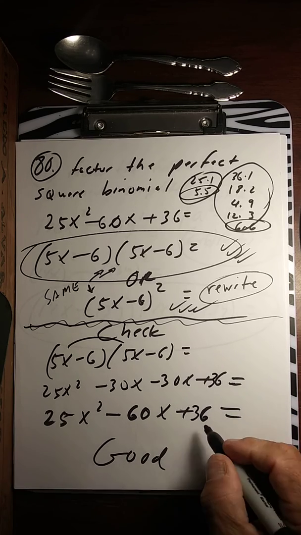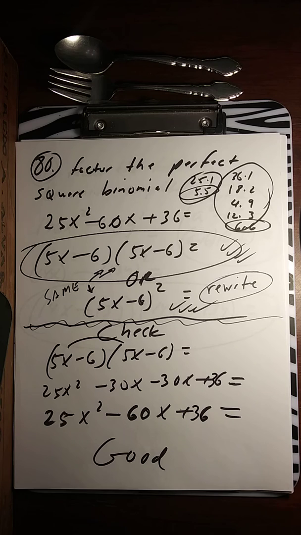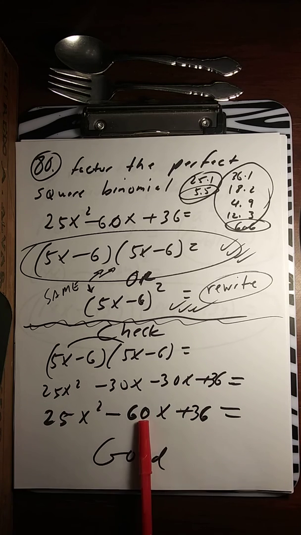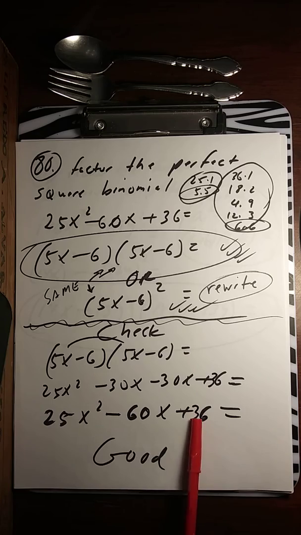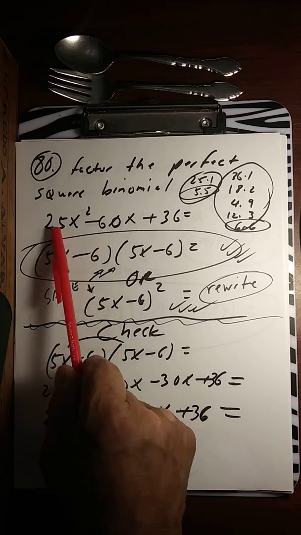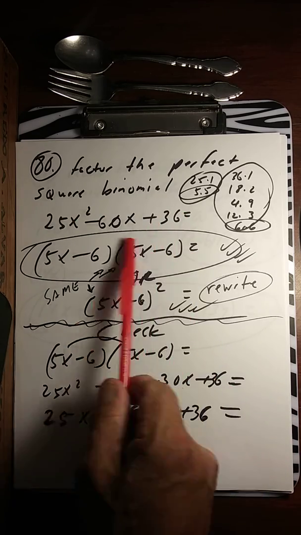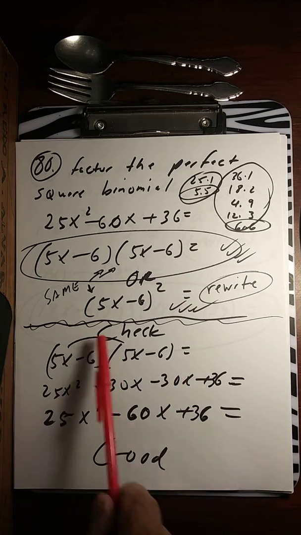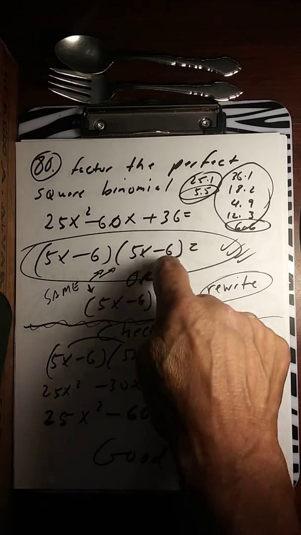All right, so now, is that right? Let's see. 25x squared minus 30 is minus 60x. And then 36, yeah. Does that match the original one? Yes, it does. So it's either this answer or this answer. Either one works. That one or that one.